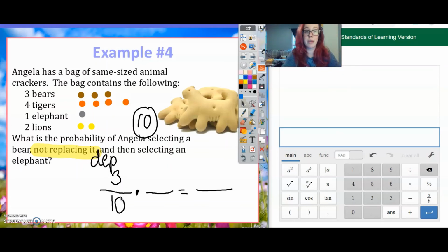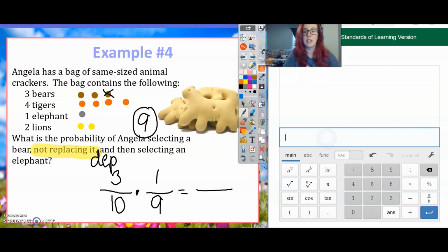After she draws the bear, she's not replacing it. So that means she ate it, or she dropped it, or she threw it in the trash, or she gave it to a friend, but she's not putting it back. So this bear right here is gone. Okay, so now I don't have 10 animal crackers. Now I only have 9 animal crackers. So when it says, what's the chance of getting an elephant? I have 1 elephant out of 9 animal crackers.